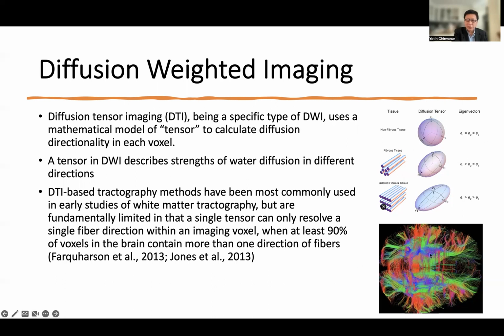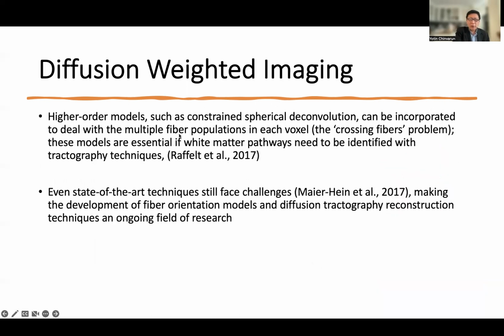This is one very nice picture showing the tractography. So higher order models such as constrained spherical deconvolution can be incorporated to deal with multiple fiber populations in a voxel, what we call the crossing fiber problem. These models are essential if a white matter pathway needs to be identified with tractographic techniques. Even state-of-the-art techniques still face challenges, so the development of fiber orientation models and diffusion tractography reconstruction techniques is still an ongoing field of research.